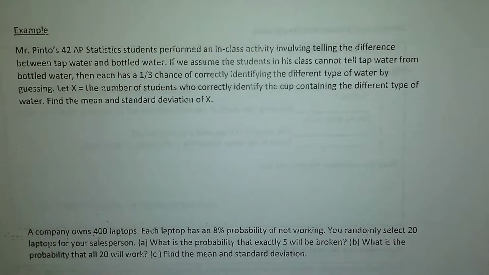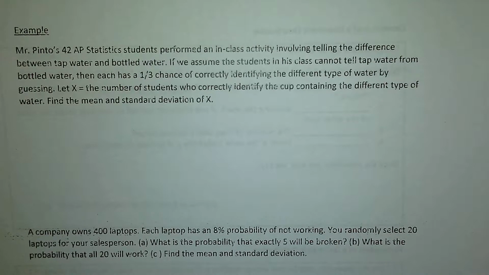Alrighty, so Mr. Pinto's 42 AP Statistics students performed an in-class activity involving telling the difference between tap water and bottled water. If we assume the students in his class cannot tell tap water from bottled water, then each has a 1 in 3 chance of correctly identifying the different type of water by guessing. Let x equal the number of students who correctly identify the cup containing the different type of water. Let's find the mean and the standard deviation of x.